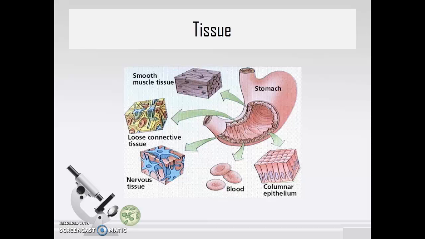You can see different types of tissues here. Here you can see a muscle tissue, here you can see a connective tissue, here you can see a nervous tissue, and here you can see an epithelial tissue.